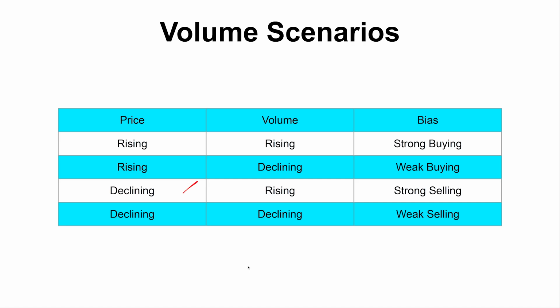When price is declining and volume is rising, this is suggesting strong selling. The sellers are in control. When price is declining and volume is declining, this is illustrating weak selling, and the sellers might be running out of steam, and the buyers could be stepping in.